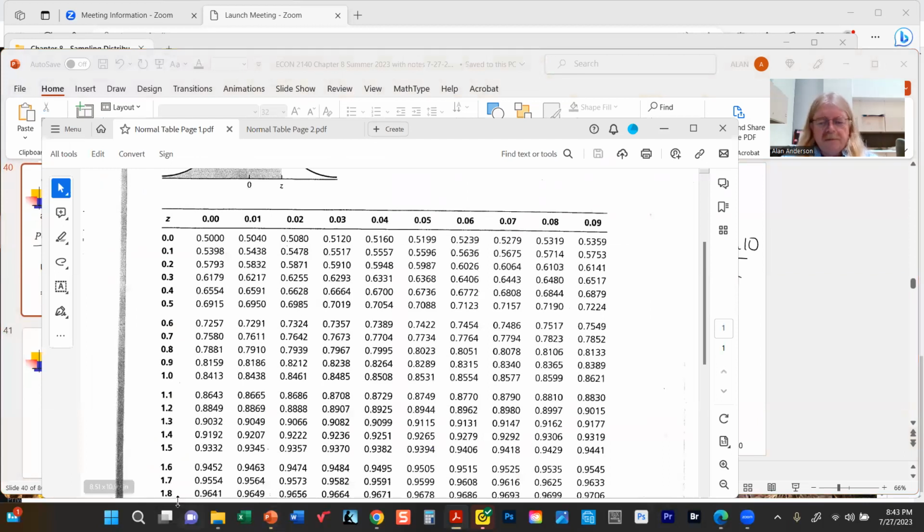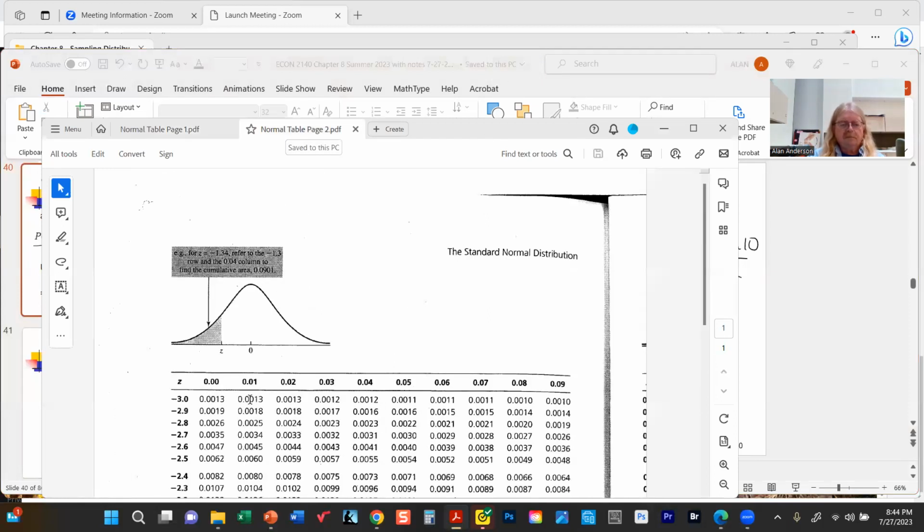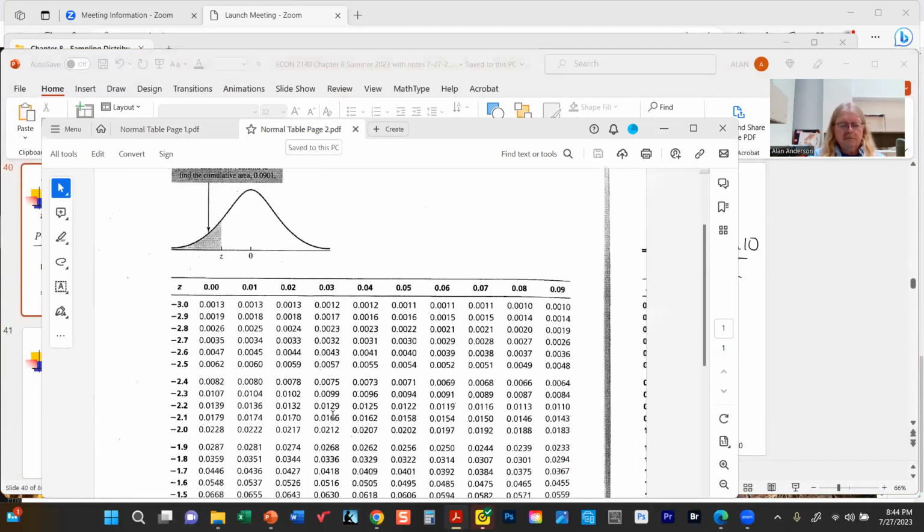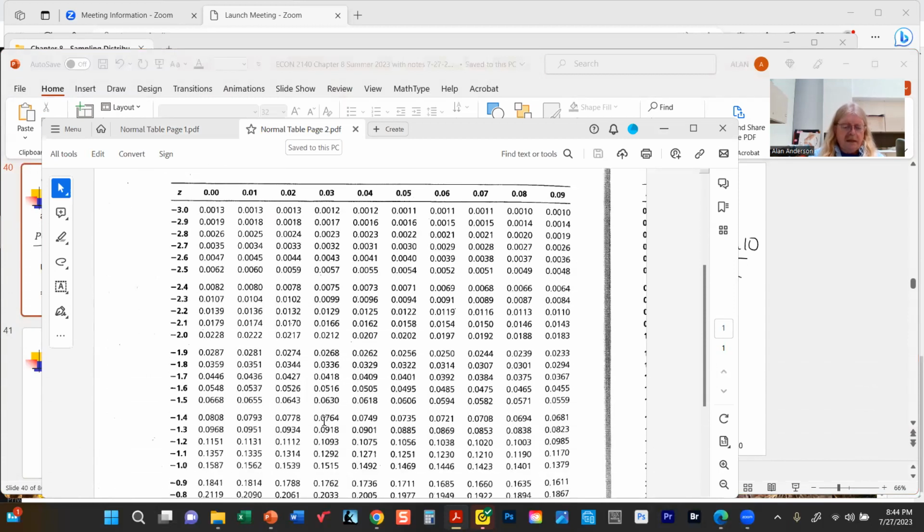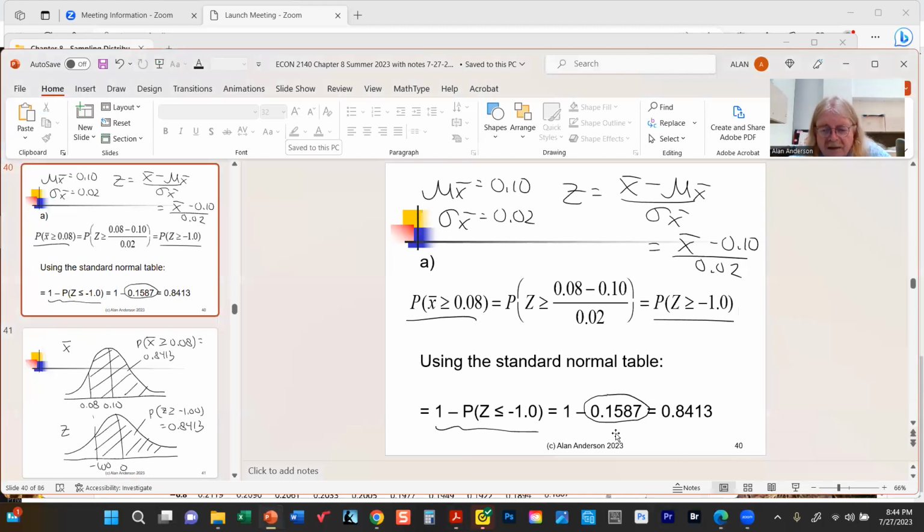-1 would be at the intersection of -1 and 0.00, which is 0.1587. But remember, we have to subtract that from 1. So the actual probability is 0.8413.